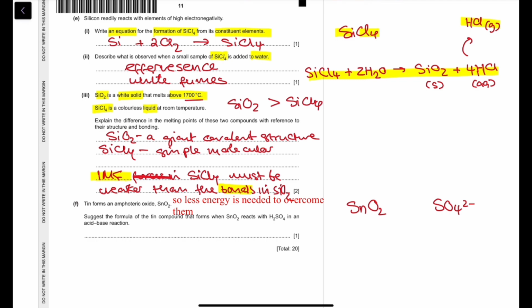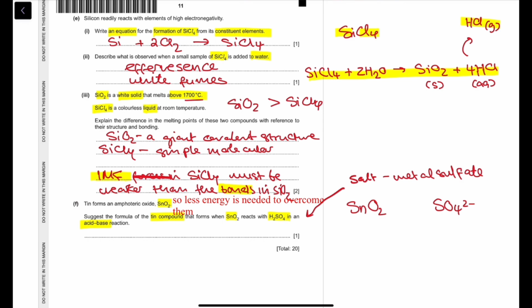Tin forms an amphoteric oxide, tin dioxide. Suggest the formula of the tin compound that forms when tin oxide reacts with sulfuric acid in an acid-base reaction. In an acid-base reaction, a salt will be produced. So this will consist of a metal sulfate. In this case, because we're using sulfuric acid, we should end up with tin sulfate.